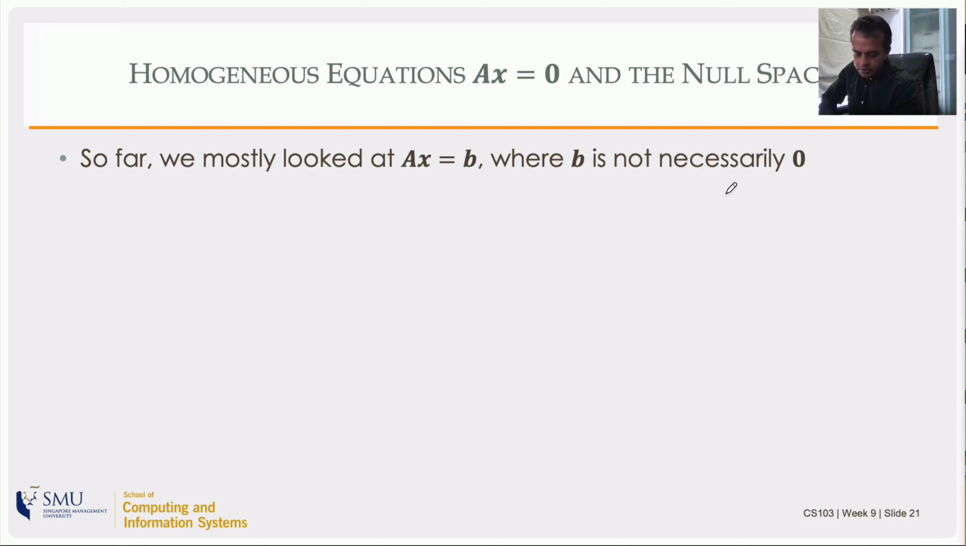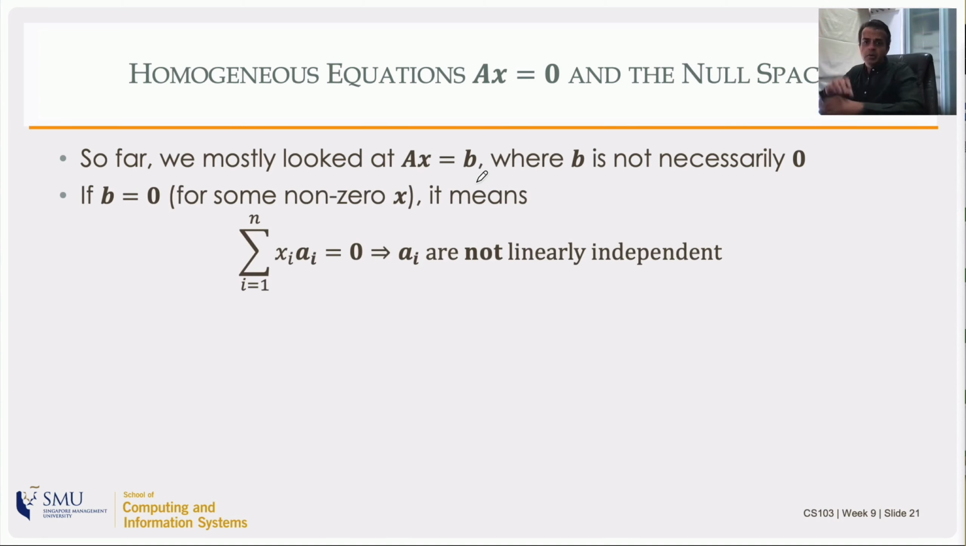So far in our course, most of the time we looked at the system of linear equations of the kind Ax equal to b, where b was not necessarily 0. So the right hand side of the set of equations was not necessarily 0. But we did look at some cases where b was actually 0 when we were defining the linear independence of a set of vectors, remember? This is in chapter 8 actually.